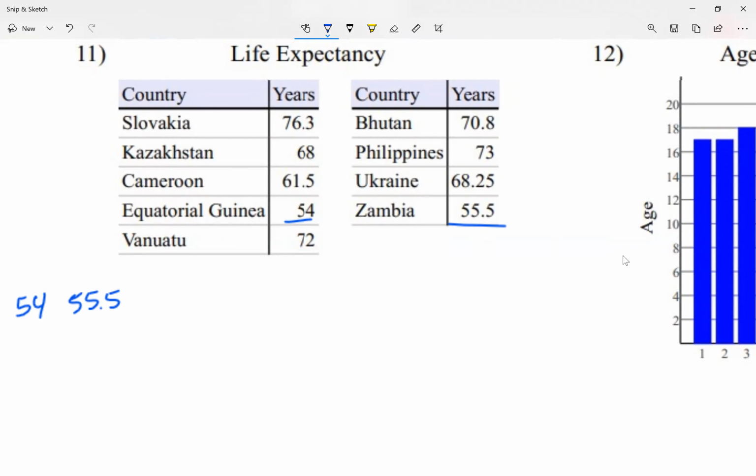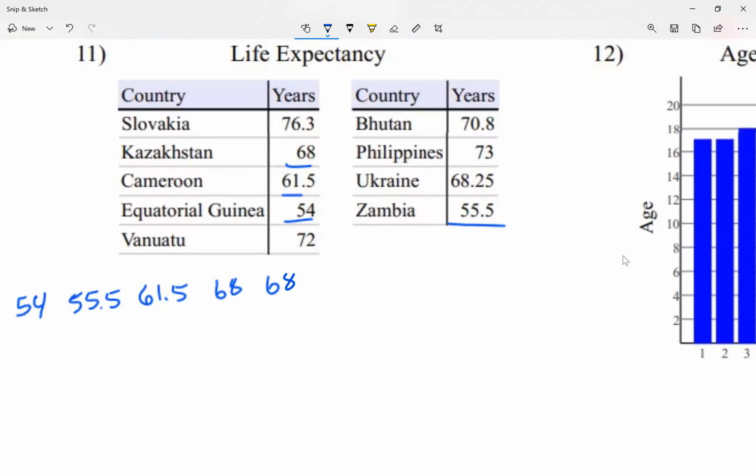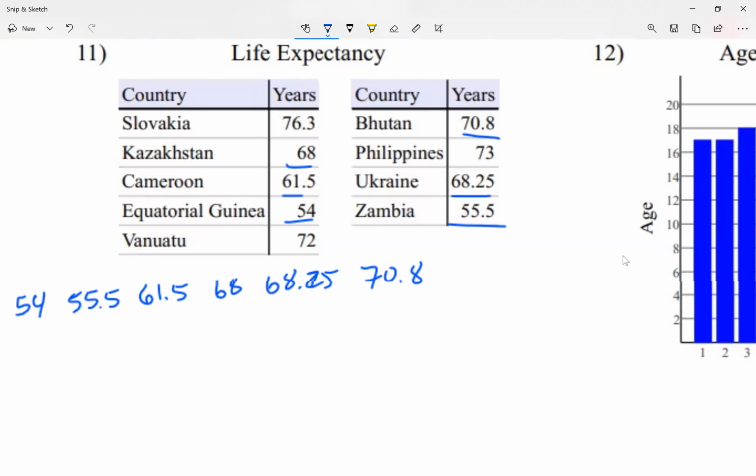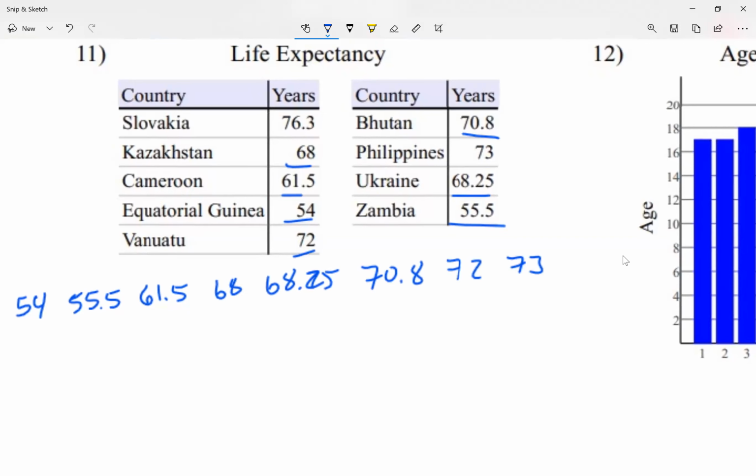So I'm gonna go 61.5, 68, and then 68.25. Then I'm gonna go in the 70s. So I'm gonna have 70.8, 72, 73, and the highest number is 76.3. Okay, this is the hard part, writing them in order.